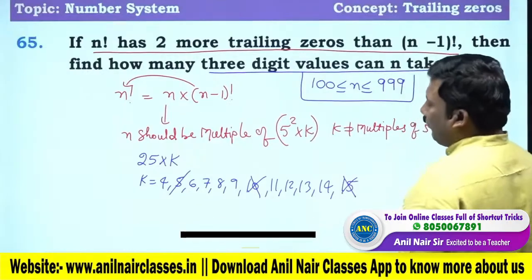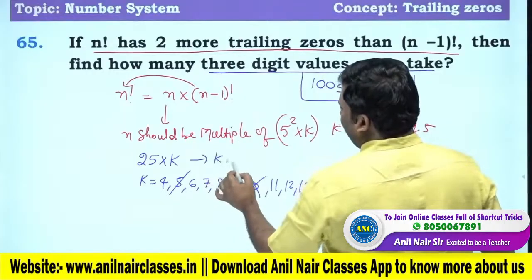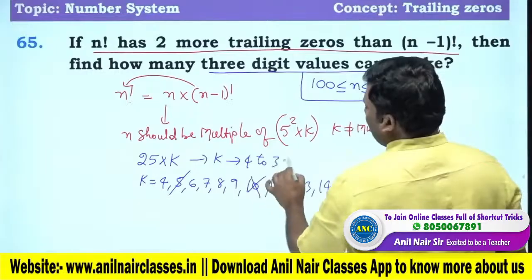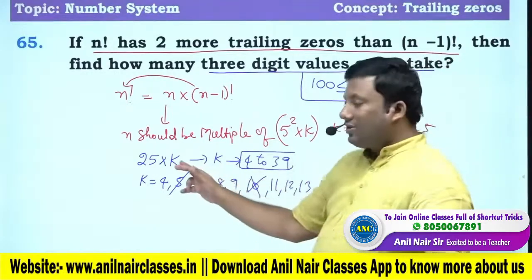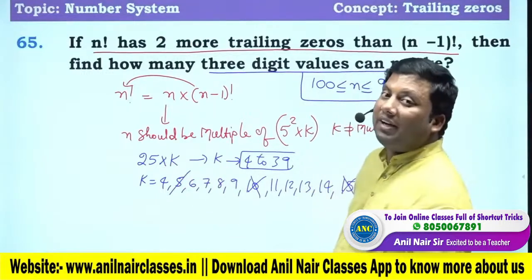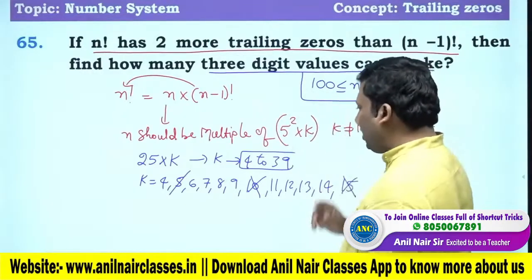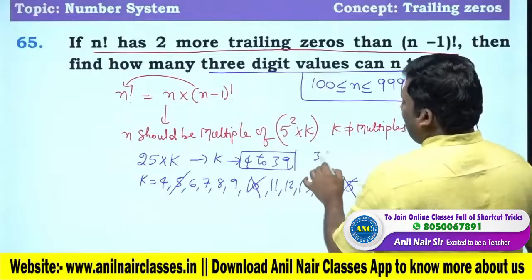So instead of writing like this, k can take, first thing, from 4 to 39. Am I right? Why? Because if k is 40, what is 25 into 40? 1000, but it should be a 3-digit number. So k will take 36 values.